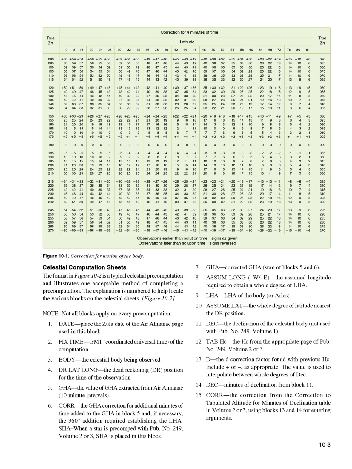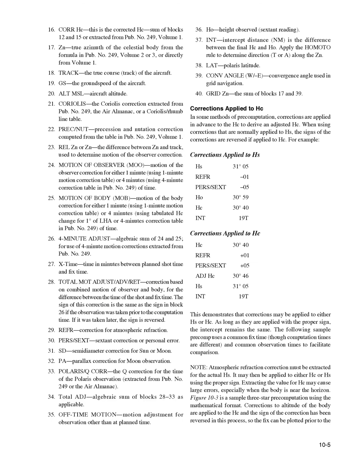14. Dec minutes: minutes of declination from block 11. 15. Corr: the correction from the correction to tabulated altitude for minutes of declination table in Volume 2 or 3, using blocks 13 and 14 for entering arguments. 16. Corr HC: this is the corrected HC, sum of blocks 12 and 15, or extracted from Pub. No. 249 Volume 1.